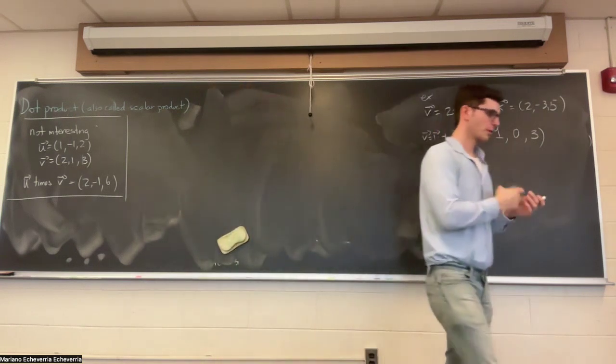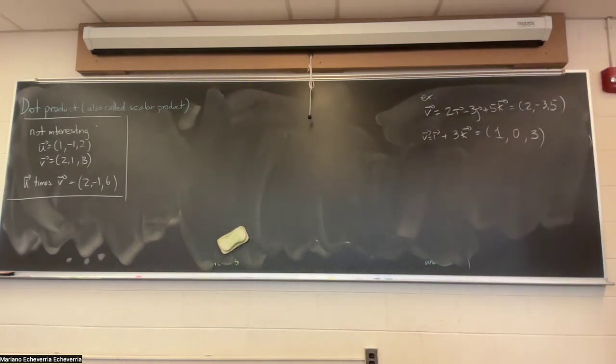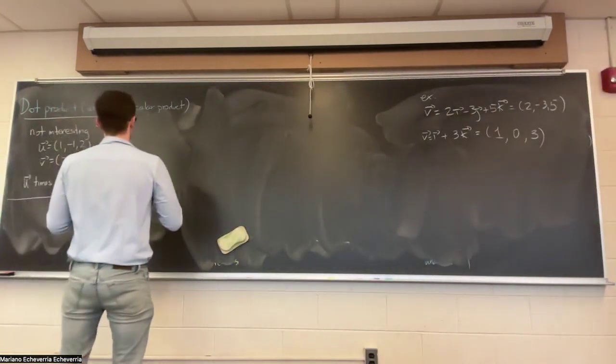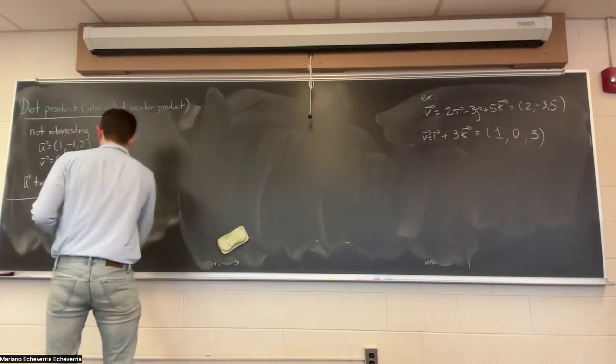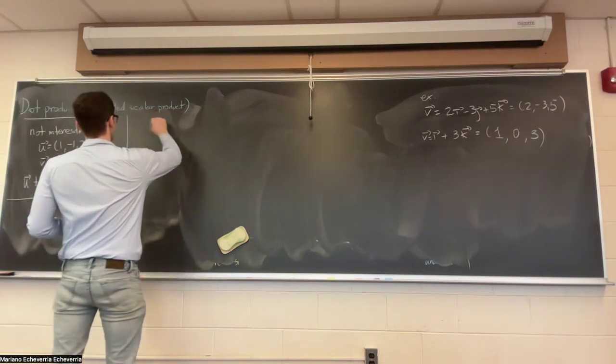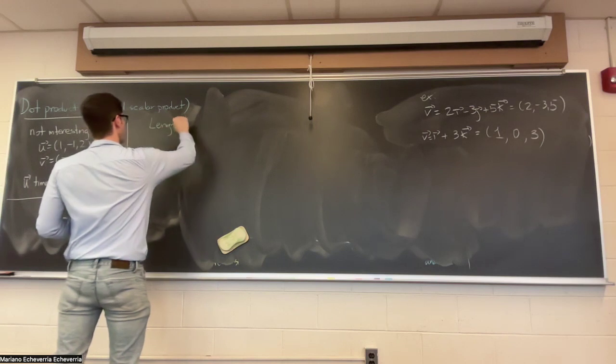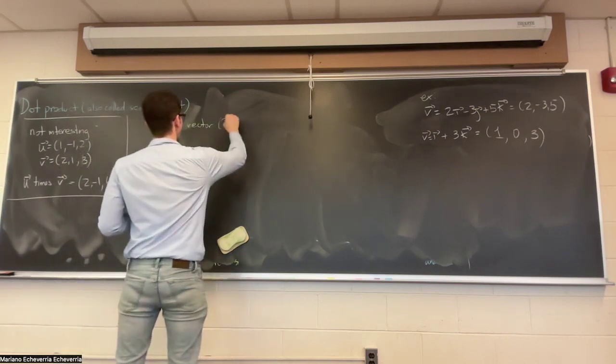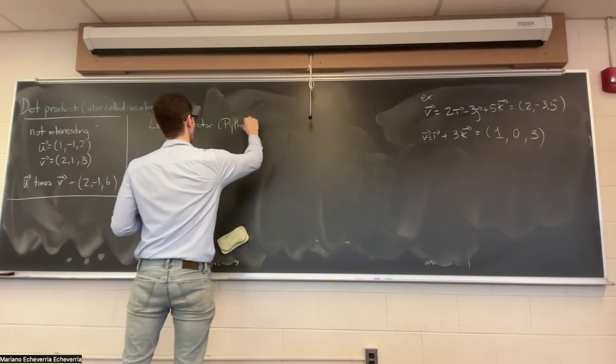Now, before writing the formula for the dot product, I should give you the formula for the length of a vector. So let me also tell you that. So what is the length of a vector? Well, it's just basically the Pythagoras theorem.